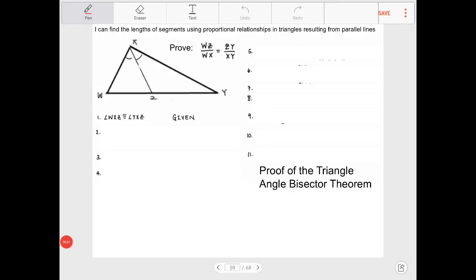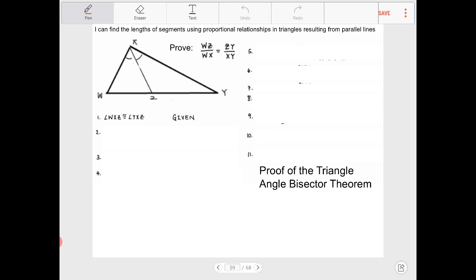Hello students, this is a supplemental video to lesson U5A04b, and in that video I used and applied the triangle angle bisector theorem. However, in that lesson I did not go over where that theorem came from, so hopefully I can show you where it comes from in this supplemental video. So let's take a look.